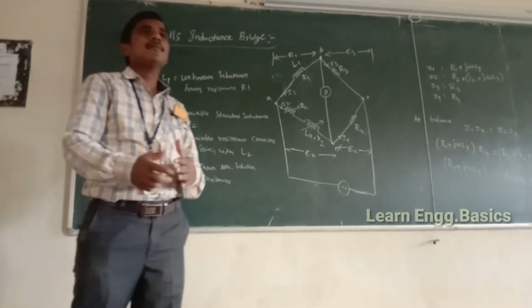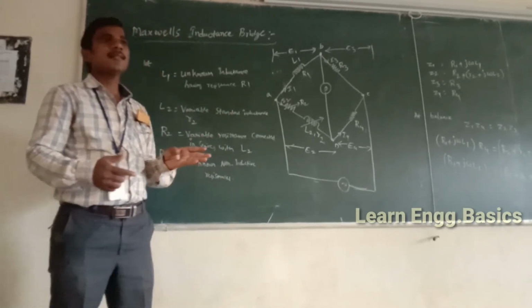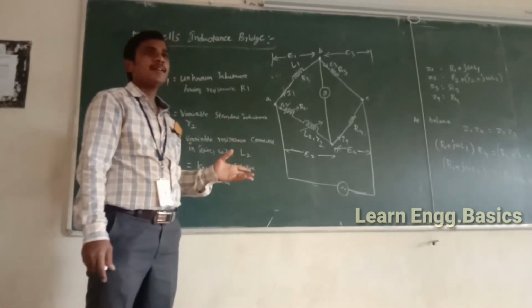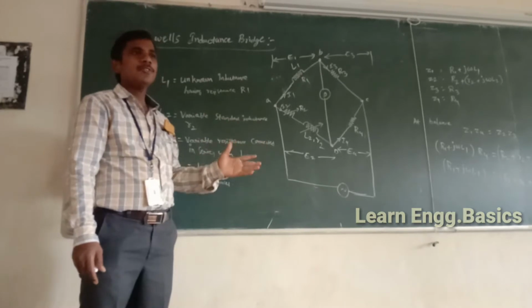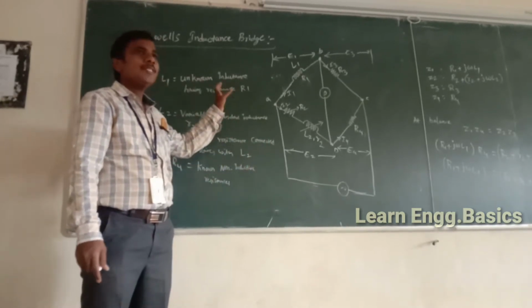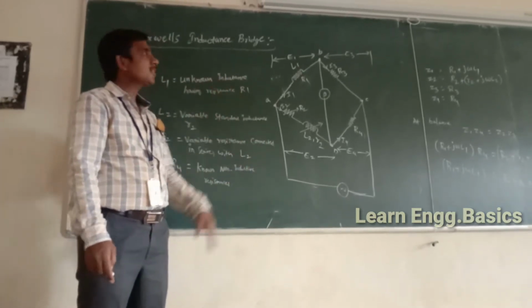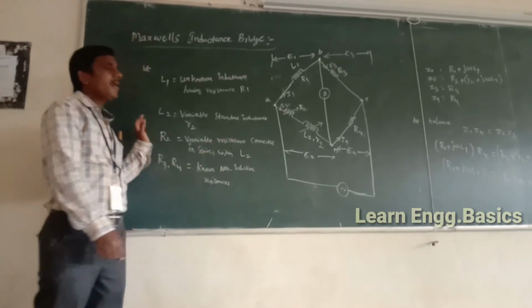In AC bridges, we are measuring the inductance, capacitance, storage factor, loss factor and dielectric loss angle. So many factors we can measure by using AC bridges. Similar to DC bridges, what are the bridge balance equations for AC bridges?